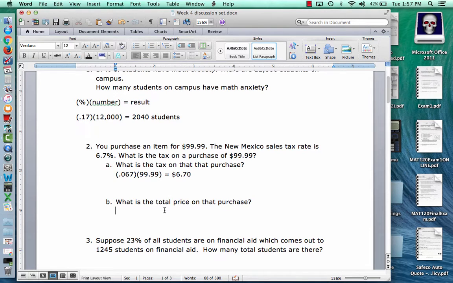And it says what is the total price? Well, tax is just added on to the price, so we do the 6.70 plus the 99.99, and that gives us $106.69. That would be the total price.